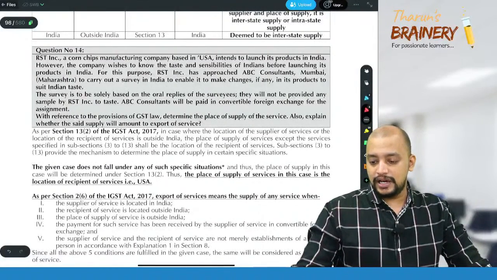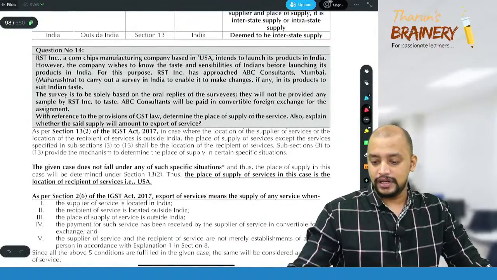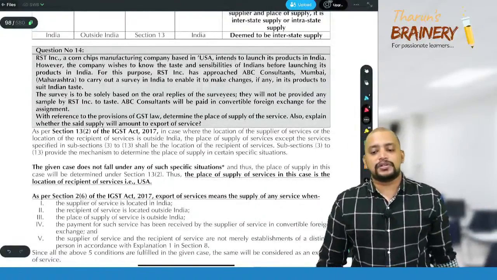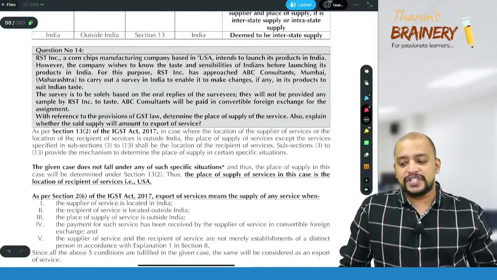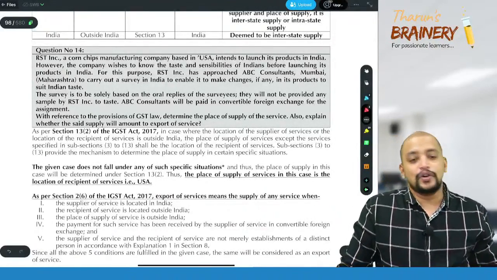So there is one question. Sir, one doubt regarding import of service. Location of supplier outside India, location of recipient in India, place of supply outside India. What to do, sir? You only tell me here.